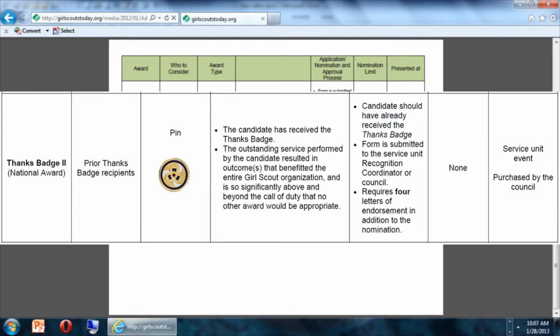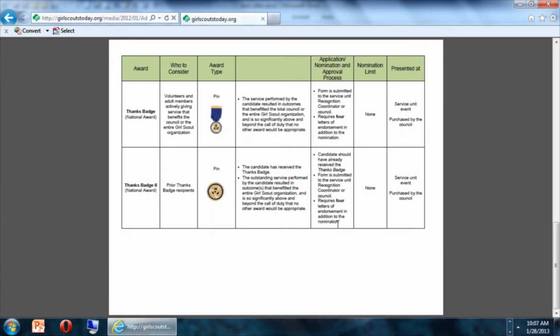And here's the thanks to badge. It has the same requirements as the thanks badge, but someone that continues to do something that benefits the entire council or organization. And it also requires 4 letters of endorsement. Now that you know what awards can be given, let's look at the nomination form.